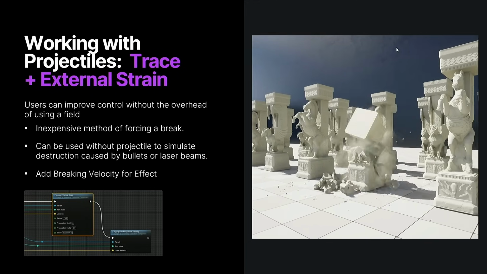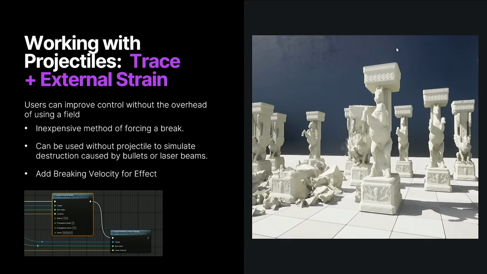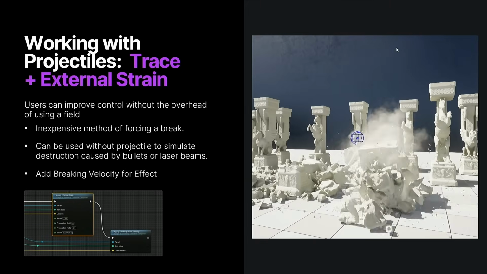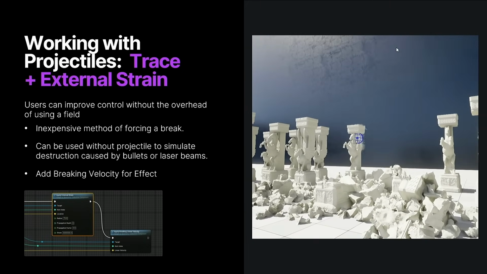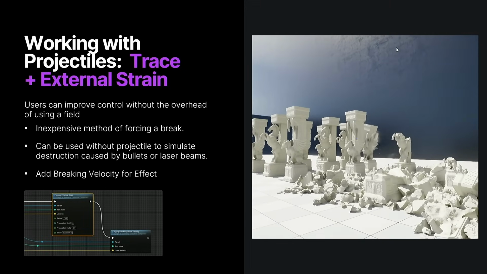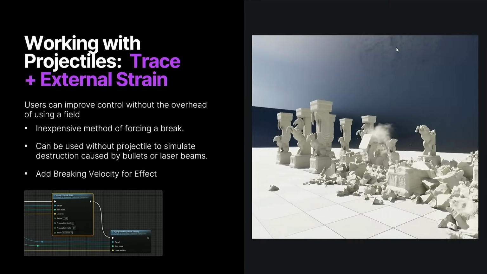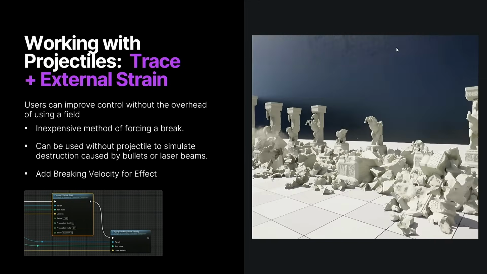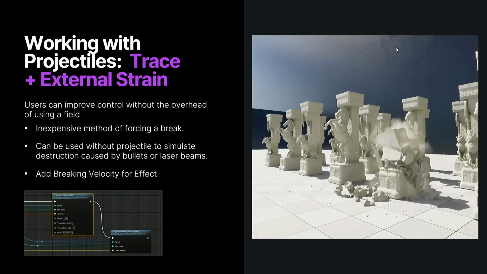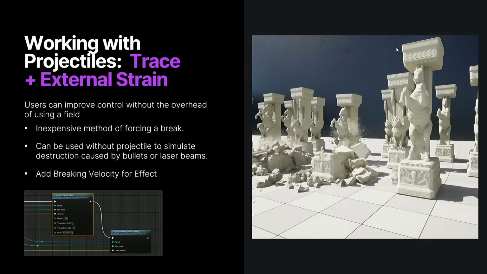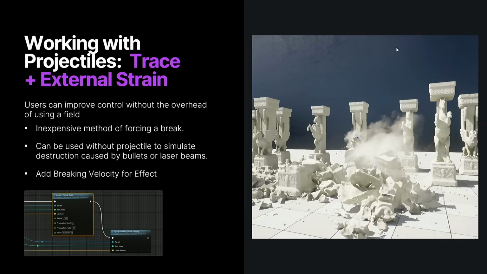So an easy solution to this is to use a new node called, I can't read it, apply external strain. There we go. This basically does the same thing. We're applying an external strain to force a break, and then we have an extra node called apply braking linear velocity. That is applying a little velocity based on the normal from the trace. It's super easy to set up, way easier than setting up a field.